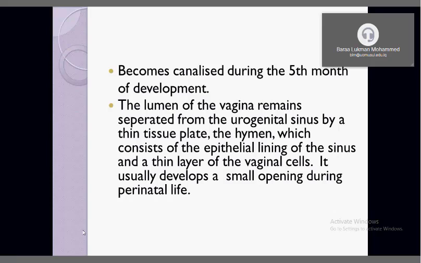To start with, the vagina is solid, but it becomes canalized during the first month of development, and if this canalization does not develop, we may end with vaginal atresia. The vagina remains separate from the urogenital sinus by a thin plate, which is the hymen. The hymen consists of the epithelial lining of the sinus and a thin layer of vaginal cells. It develops a small opening during prenatal life. If this opening does not develop, we may end with an imperforate hymen.